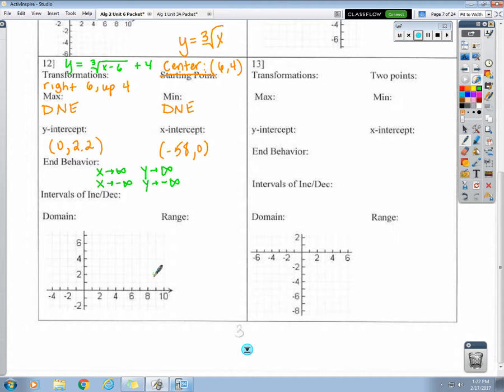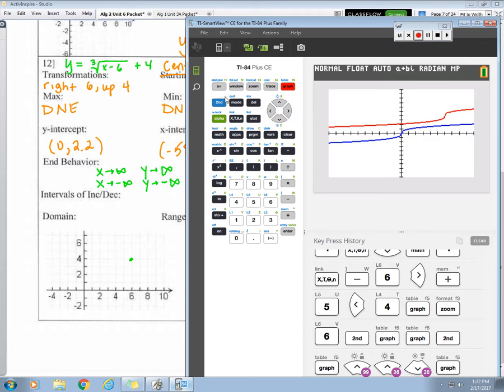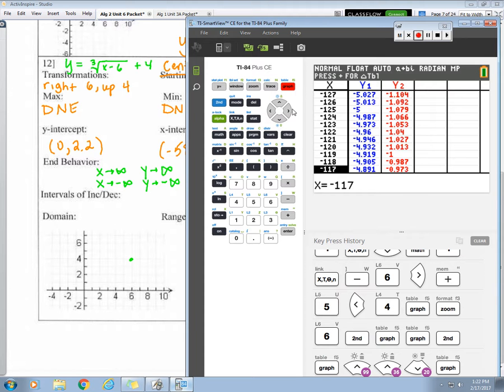Okay, now before we do the rest, let's go ahead and get a sketch. We know our center is at 6, 4, so right 6, up 4. And then how can we find a few more points? Well, the table. So second table.